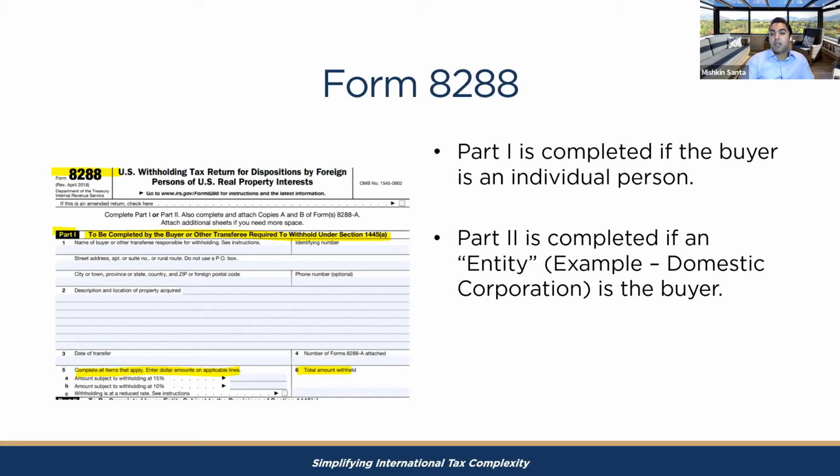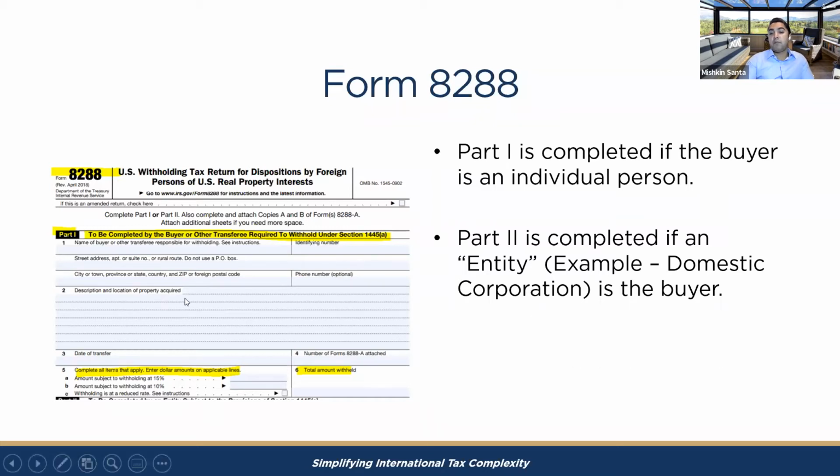But generally speaking, when you're selling the property to an individual, you complete part 1, lines 1 through 6. Okay, and you disclose the name of the buyer, the description of the property, the date of transfer, the amount withheld, and the amount subject to withholding tax. It's a pretty straightforward filing. And again, this is not completed by a CPA or a tax preparer. This will always be completed by the settlement agent or whoever's holding the funds in escrow.